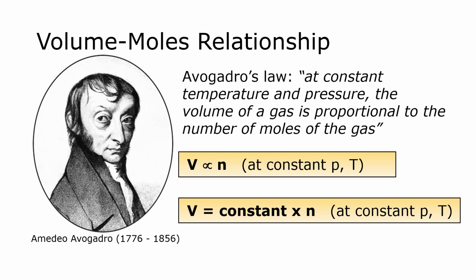And now we come to the volume-moles relationship. And this is Avogadro's law, which says that at constant temperature and pressure, the volume of a gas is proportional to the number of moles of the gas. And we should talk about what a mole is. The mole is the amount of a substance. So this one is quite intuitive. The more of the substance you have, the more the volume will be.